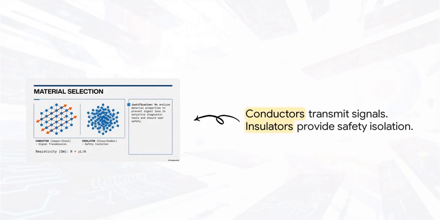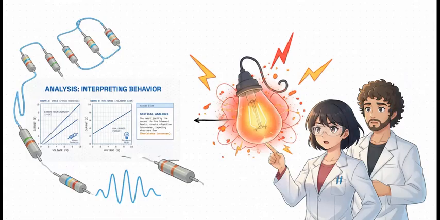But on the right, you have an insulator, like rubber. It's got this chaotic structure that traps electrons, which is perfect for safety, to protect the user from getting a shock.